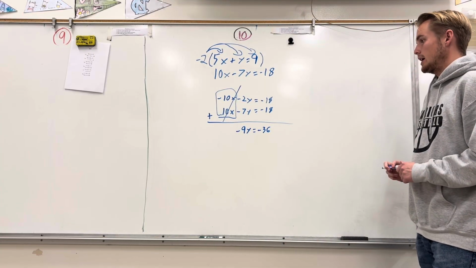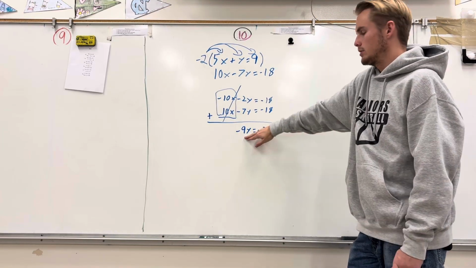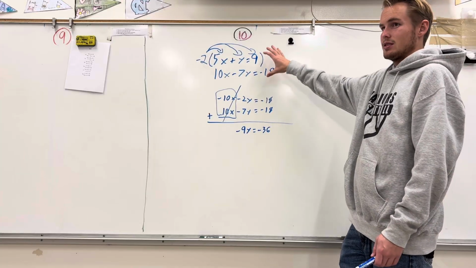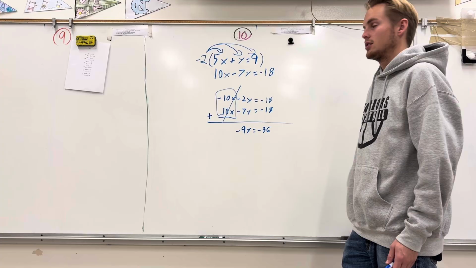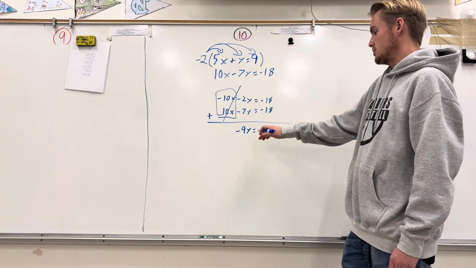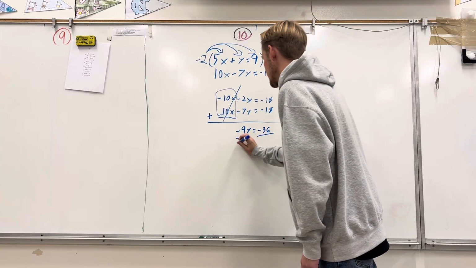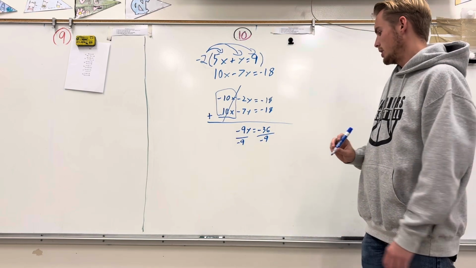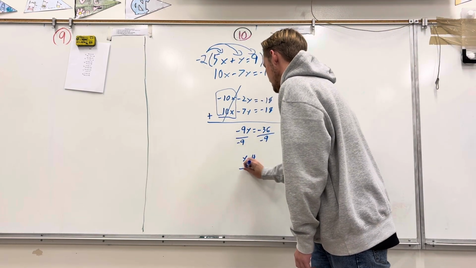And so just like that, we went from a complicated system to negative 9y equals negative 36. Something complicated that we can't really solve to something we learned about solving in 6th grade. So we just solve for y now. All we have to do is get rid of this negative 9. So we divide both sides by negative 9, and we get our y equals positive 4.